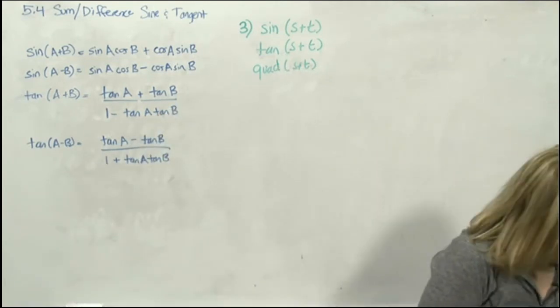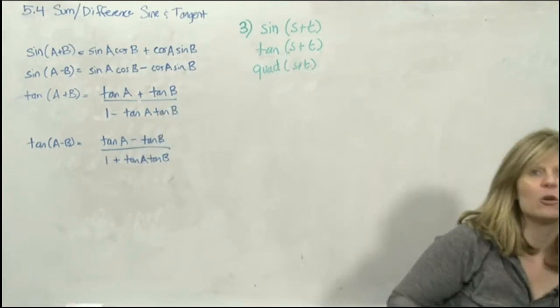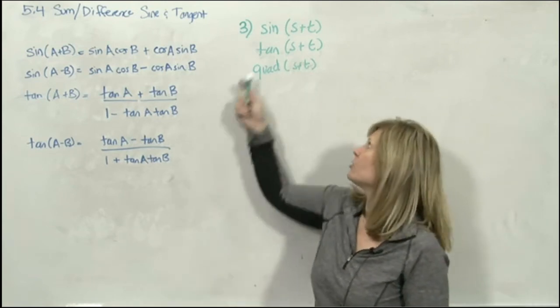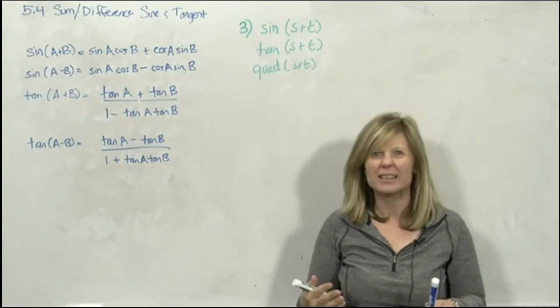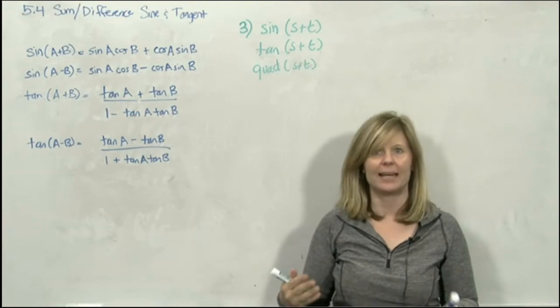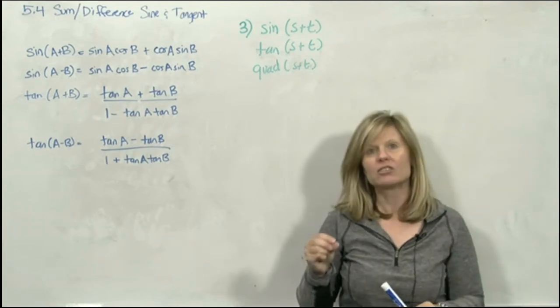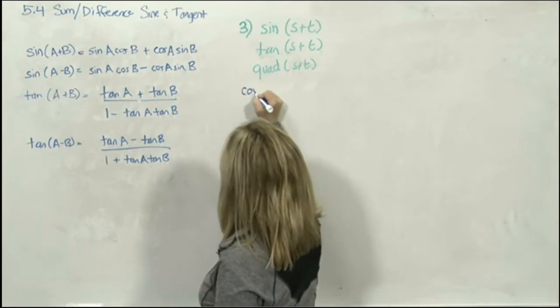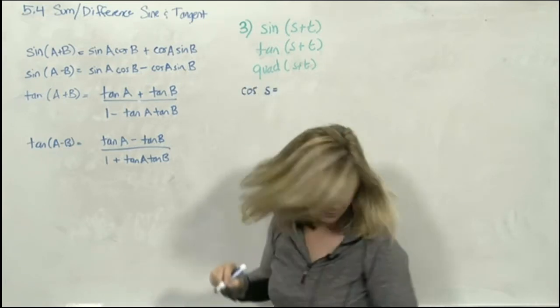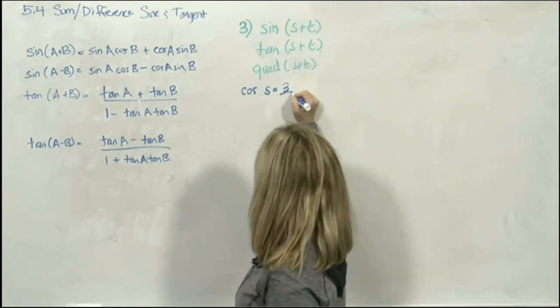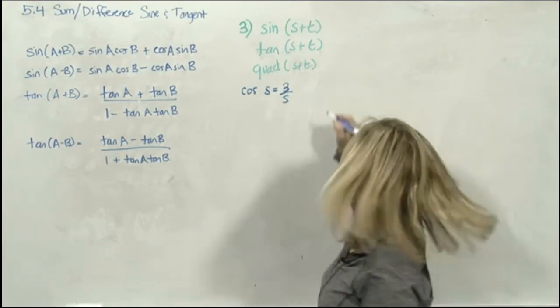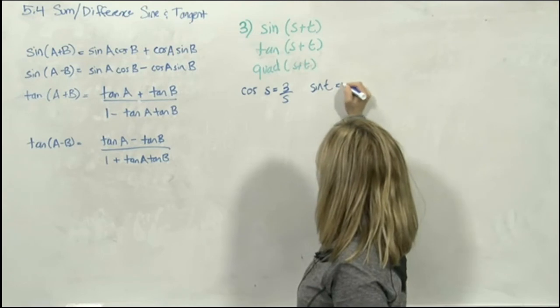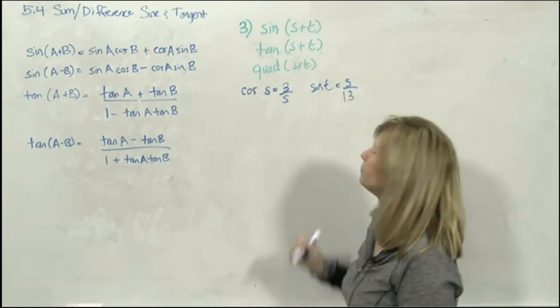All right. Now, instead of using alpha and beta, they're using S and T again. I particularly don't like that. If you want to change it to alpha and beta, be my guest. All right, let's look at what they give us, though. This time they give us this information. They say the cosine of S is 3/5, and the sine of T is 5/13.